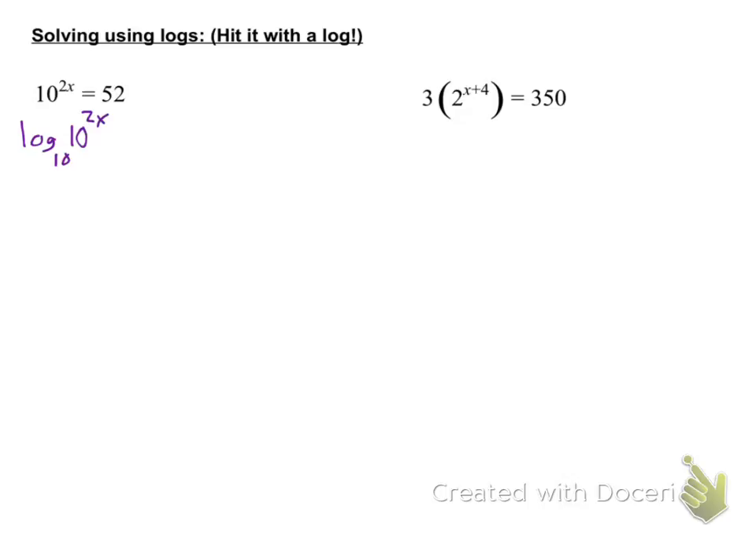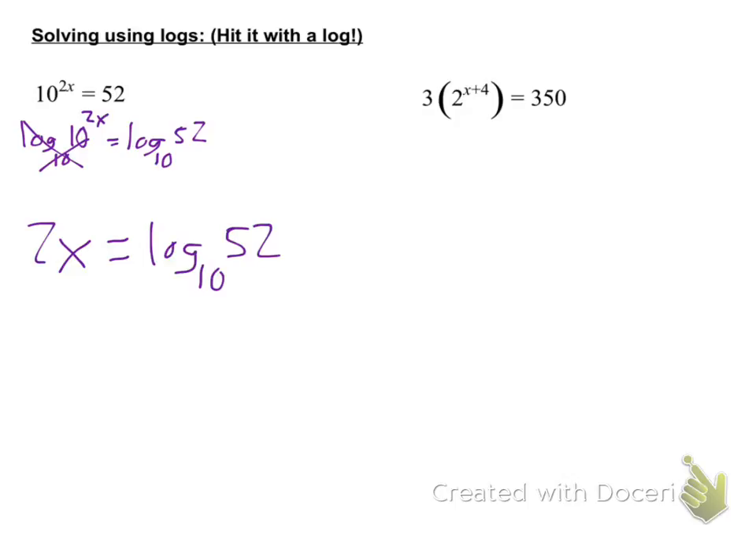Why would I want to take log base 10? Because what happens with the left-hand side? They cancel or simplify, and the answer of the left-hand side becomes 2x. So 2x equals log base 10 of 52. I can solve this. Guys, log base 10 of 52 is just a number. What is that number though?